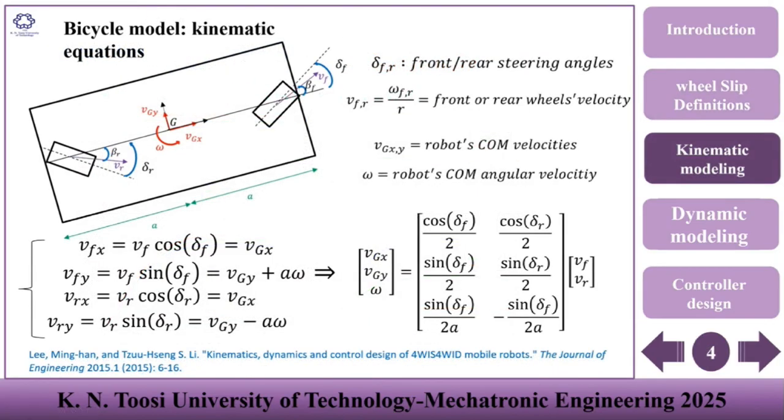Now let's go to the kinematic modeling. This is a simplified bicycle model which is appropriate for our robot situation. As you can see here, these are the non-holonomic relations between the velocities of the center of mass of the robot and the velocities and the steering angles of the wheels, front and rear wheels. This is the kinematic non-holonomic relation.